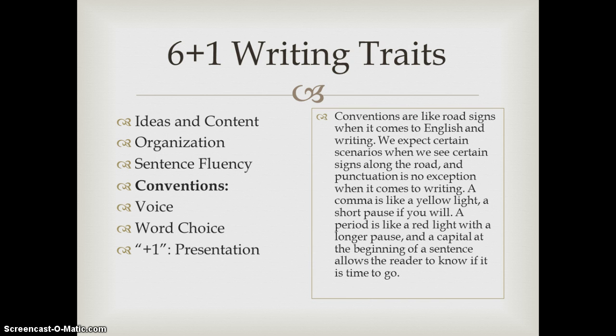Conventions are like road signs when it comes to English and writing. We expect certain scenarios when we see certain signs along the road, and punctuation is no exception when it comes to writing. A comma is like a yellow light, a short pause if you will. A period is like a red light, with a longer pause, and a capital at the beginning of a sentence allows the reader to know it's time to go.